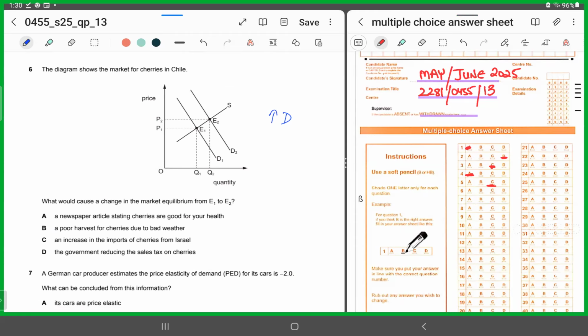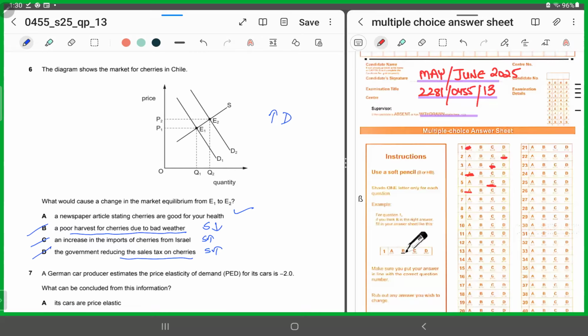A newspaper article stating cherries are good for your health. That's correct. 6 has to be A, but then why A? B: a poor harvest for cherries due to bad weather? No, this would cause a fall in supply, so that's incorrect. C: an increase in the imports of cherries from Israel? This is related to supply, so it will increase supply. But here the demand is increasing, so again it's incorrect. D: the government reducing the sales tax on cherries. Again, it's going to increase supply and not demand.